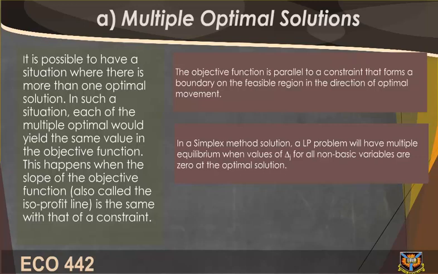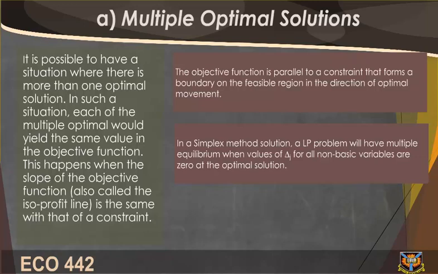A. Multiple optimal solutions. It is possible to have a situation where there is more than one optimal solution. In such a situation, each of the multiple optimal solutions would yield the same value of the objective function. This happens when the slope of the objective function, also called the isoprofit line, is the same as that of a constraint.